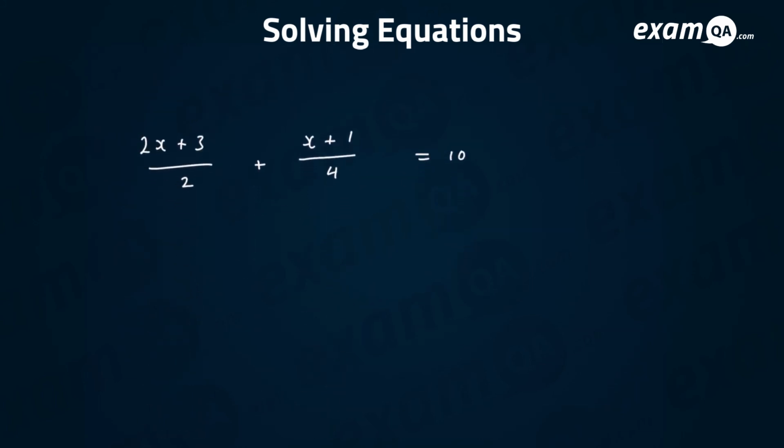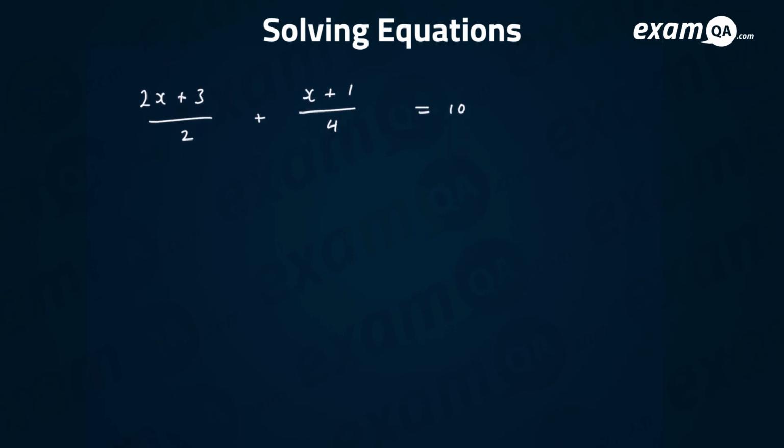So let's try one more example. Very similar example. What we're going to do, we're going to make the bottoms the same. Okay, what number goes into 2 and 4? Luckily, both of them go into 4. Okay, very easy, nice number. So I'm going to write both of them over 4.